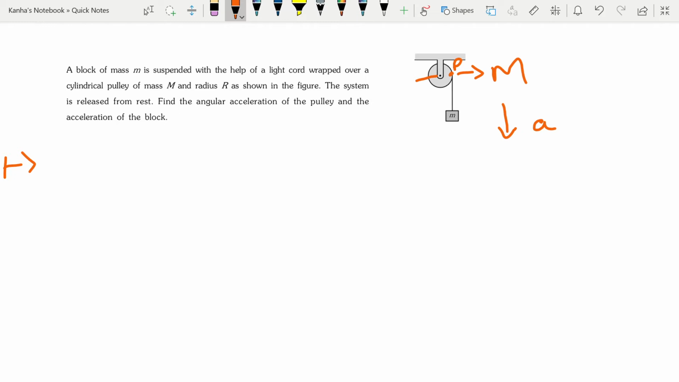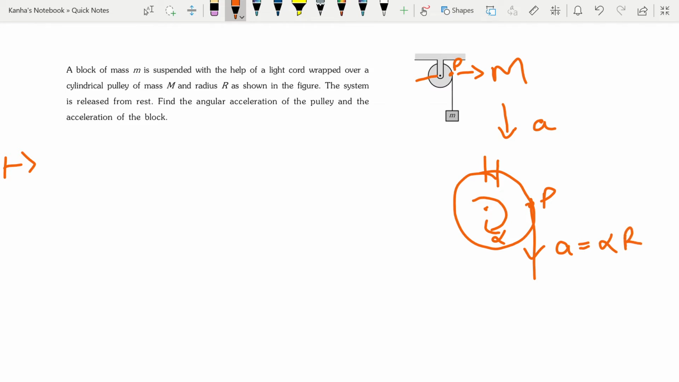If I can show this more clearly, I can draw your pulley again. This is your center, it's revolving with an angular acceleration alpha, and this point P is moving down with an acceleration equal to alpha r, because it's not slipping. This is nothing but the tangential acceleration of the point P. I have mentioned it here. Now I need to make the free body diagram of the pulley and the mass separately, which is not a really hard task to do.